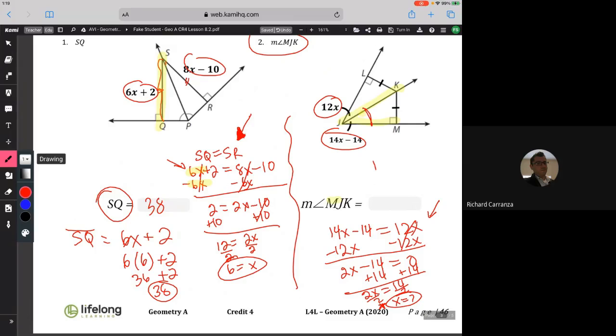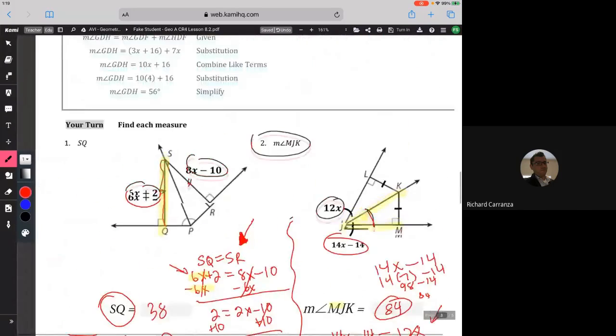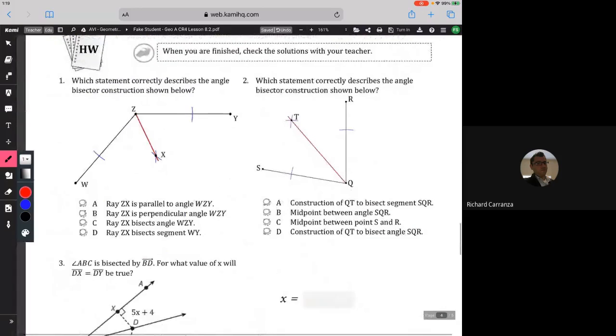So I'm going to go ahead and plug it in. That's MJK, and I'm going to plug 7 in here. Well, if I plug it in, 7 times 14, that's going to give me 98. 98 minus 14, that would be 84. So angle MJK is going to be 84. And that's it. That's it for that lesson. They only give you a little. It's not that bad.